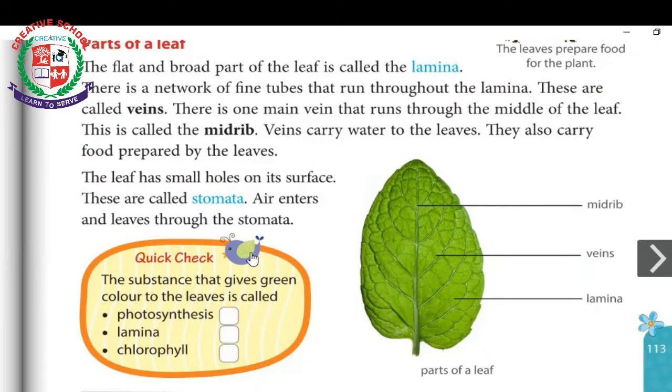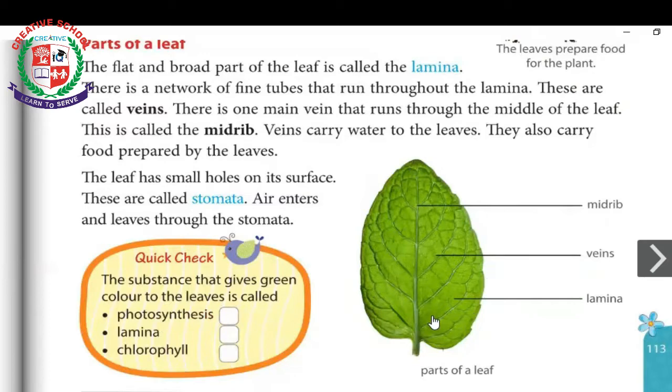The flat, broad part of the leaf is called lamina. So this is lamina, which is the flat and broad part of the leaf. Can you see the fine network of tubes that run through the lamina? They are called veins. We have veins in our body. Similarly, plants also have veins in their leaves.